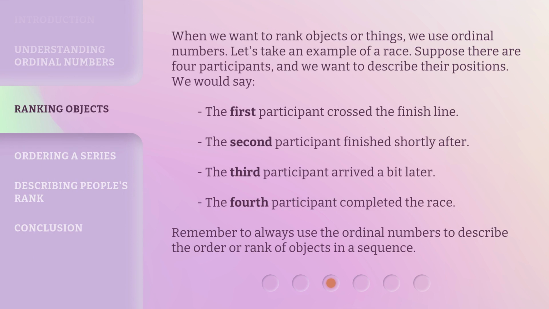When we want to rank objects or things, we use ordinal numbers. Let's take an example of a race. Suppose there are 4 participants, and we want to describe their positions. We would say, the first participant crossed the finish line. The second participant finished shortly after. The third participant arrived a bit later. The fourth participant completed the race. Remember to always use the ordinal numbers to describe the order or rank of objects in a sequence.